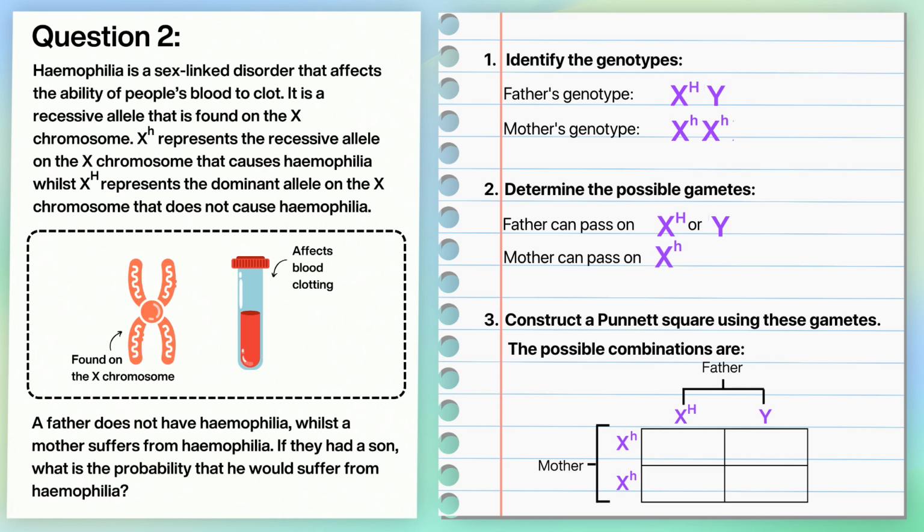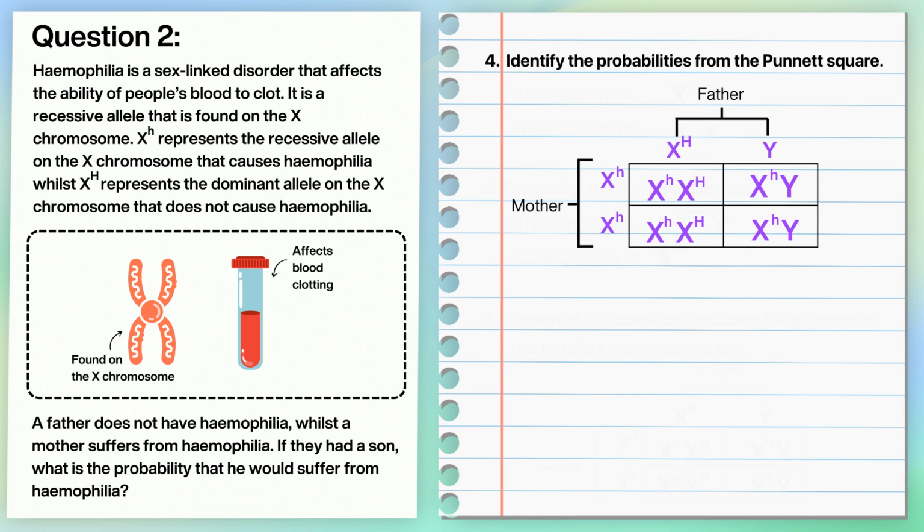The possible combinations are XH, father, and Xh, mother, which produces XHXh, carrier daughter. Another is Y, father, and Xh, mother, which produces XhY, haemophiliac son. Therefore, there is a 50% chance of producing a son with haemophilia. Note that this question asks what the probability of their child having haemophilia is if they had a son. Because all sons that this couple would have haemophilia, there is a 100% chance that their child would have haemophilia if they had a son.